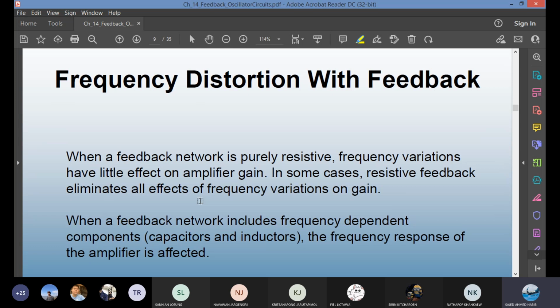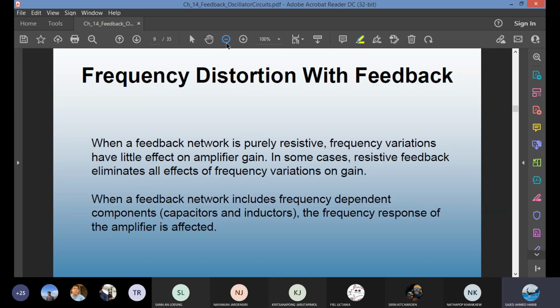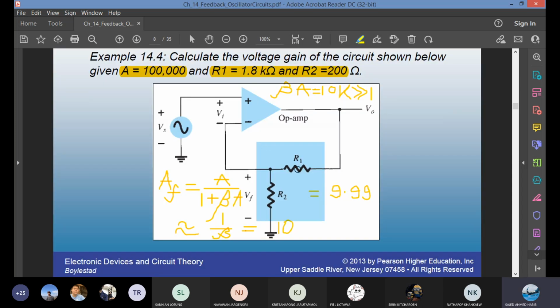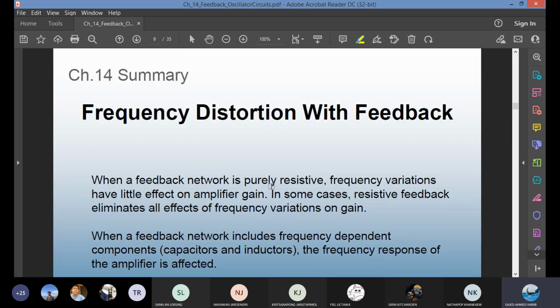Okay, we talked about this in our op-amp class: frequency, distortion, and feedback. If you have only resistors in a feedback network, for example R1 and R2 as part of your feedback network, we call it a purely resistive feedback circuit or purely resistive network. If you change the frequency of the input signal, the frequency variation will have little or no effect on the gain.